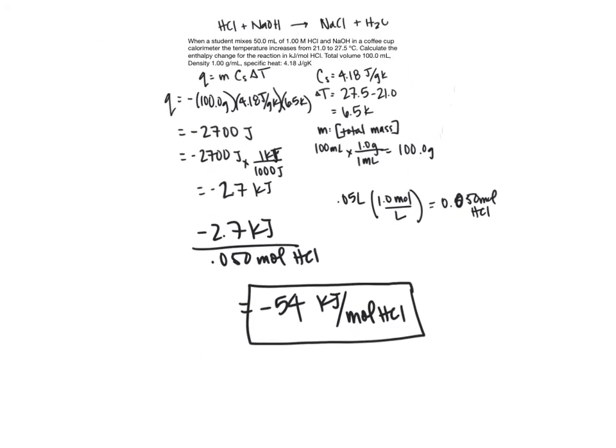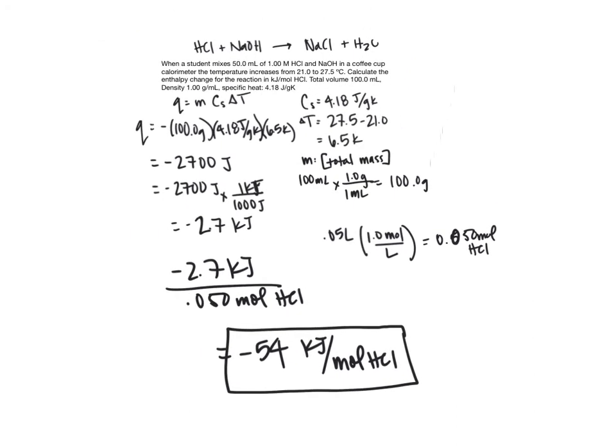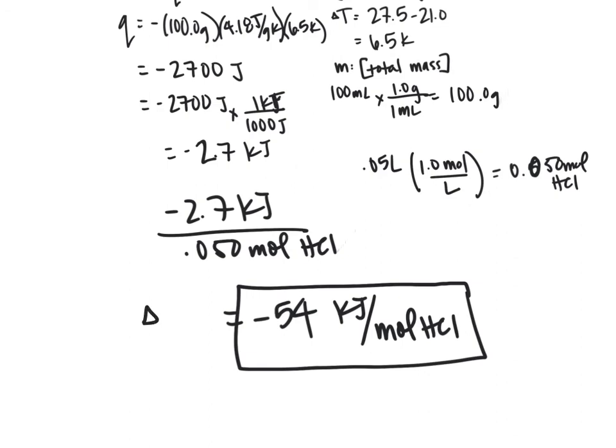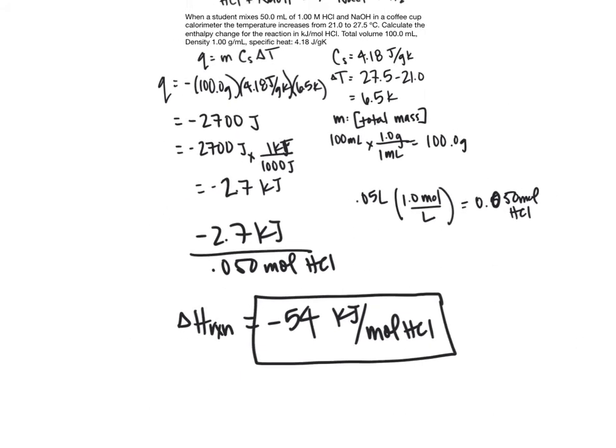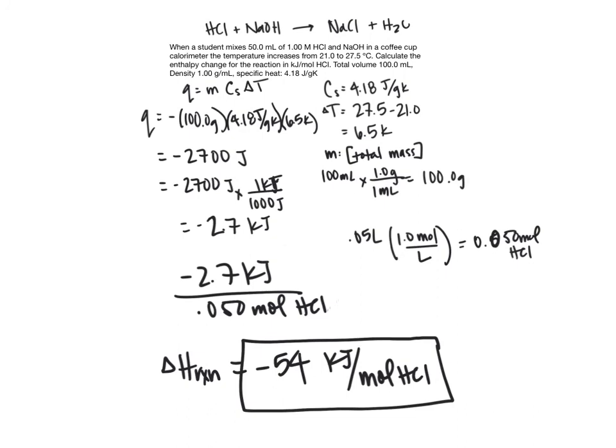So the reason we want to be able to think about this is now that we have this value, this is delta H reaction. So Q is per mass. Delta H reaction is often per mole. And so we can start to think about what that actually looks like in this case. But let's look at another example.